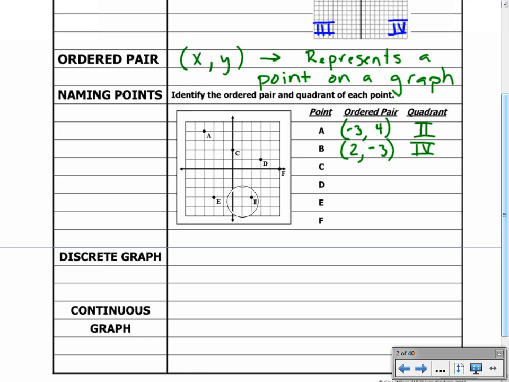All right, moving on to point C. Now, point C is a little different because point C is lying on the y-axis. It's not technically in a quadrant, so let's just write down y-axis here. And if I start at the origin, I don't have to move left or right at all to get to C. I just have to go up 2. So the ordered pair will be 0 for x and positive 2 for y.